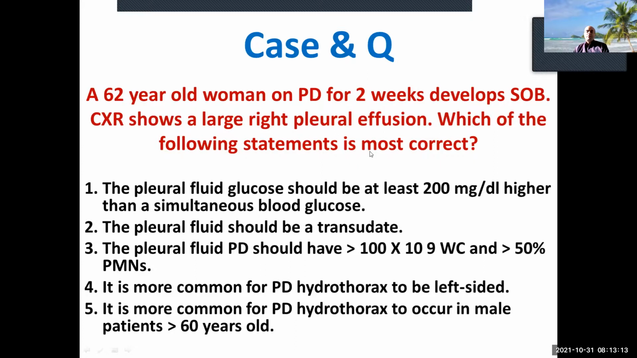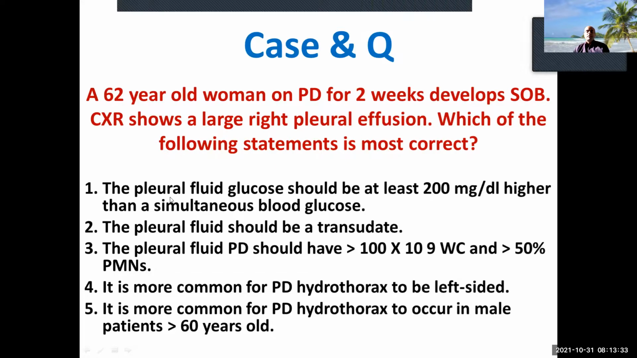Just one question, another example test for you. A 60-year-old female on PD for 2 weeks develops shortness of breath. A chest X-ray was already done for her after we discussed all this presentation, and it shows a large right pleural effusion. Which of the following statements is the most correct?